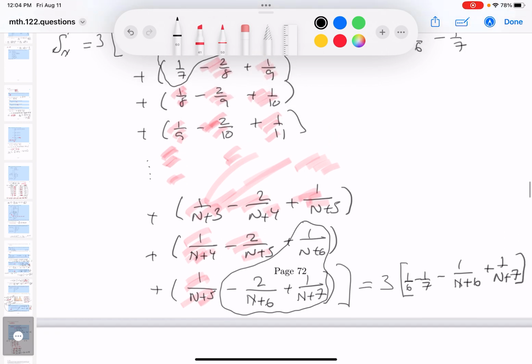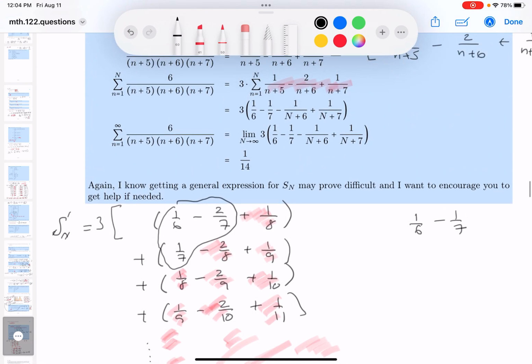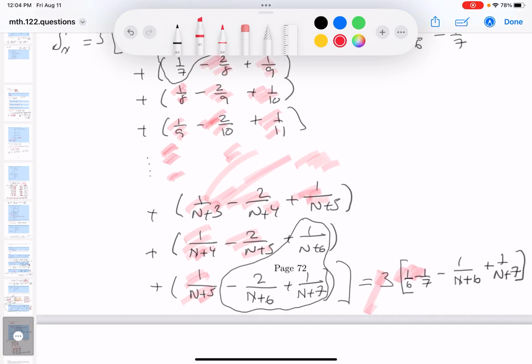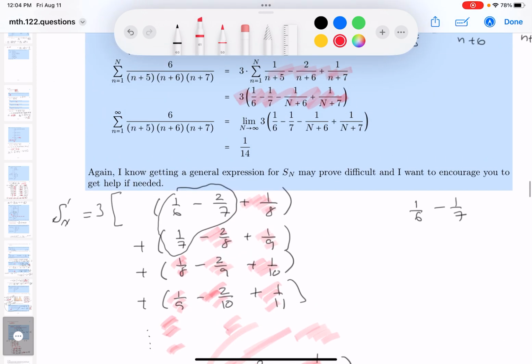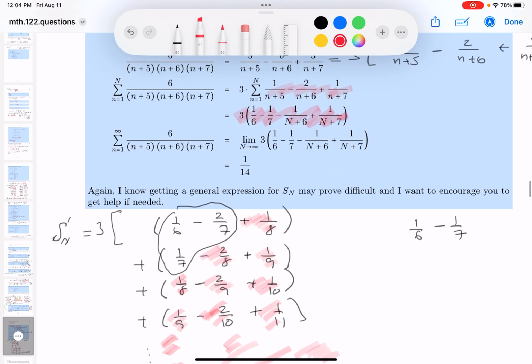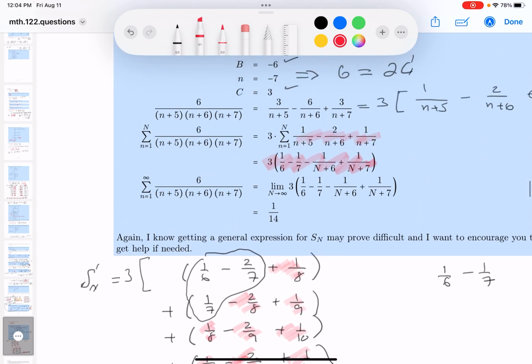I want to go back to the key, and I want to see if we found Sn. And Sn's right here. And did I find that? I did find the 3. 1/6 minus 1/7, yep. Minus 1 over n plus 6. I got that. And then 1 over n plus 7, which is kind of good news. We're matching it up. What are you going to do now? Take the limit as n goes to infinity of that.